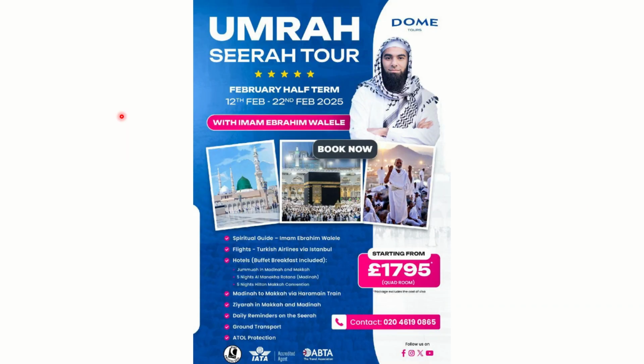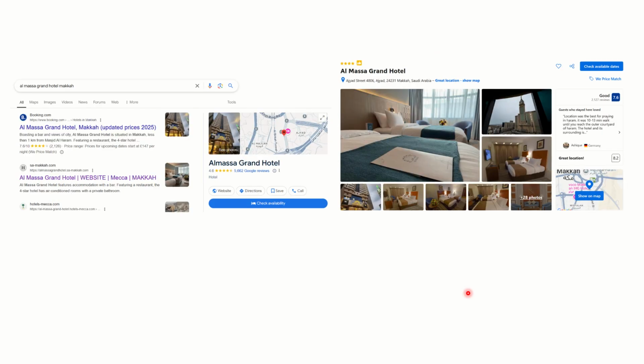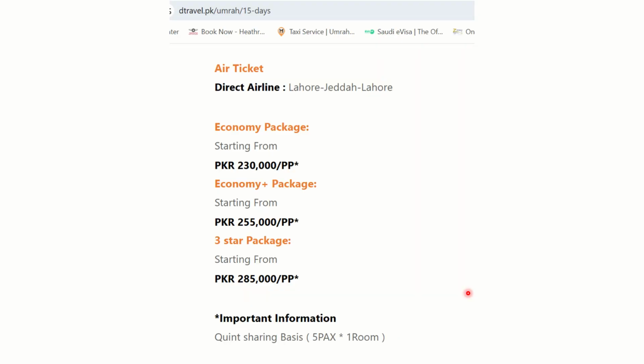And also in this one they are not considering the vaccine, which will be on top, but it's 45-50 pounds, so it's not that much. So I hope this gives you an idea of what you need to check, whether you make a package yourself or through a travel agent.